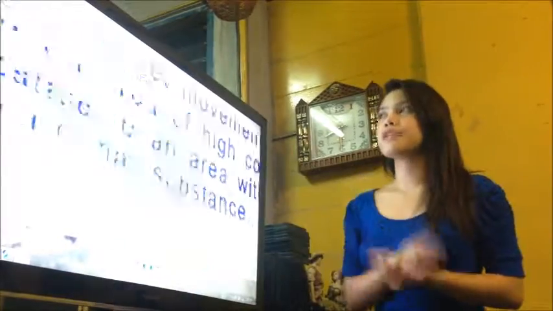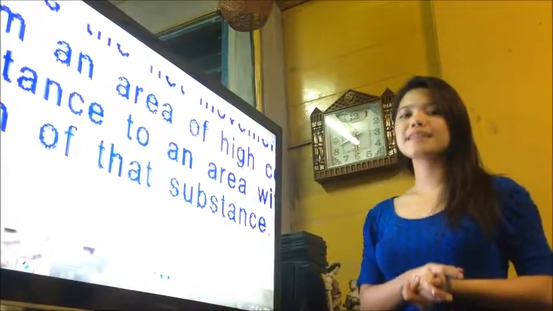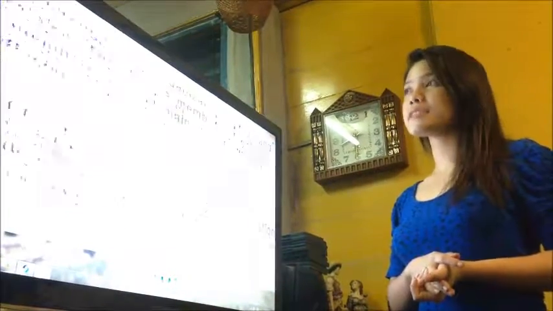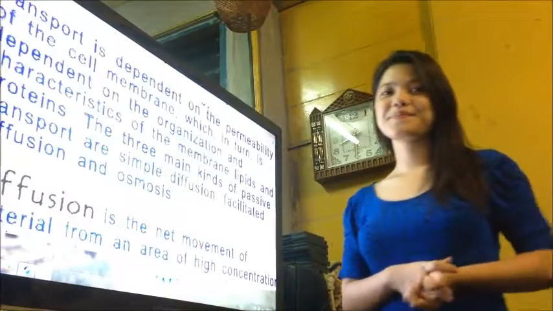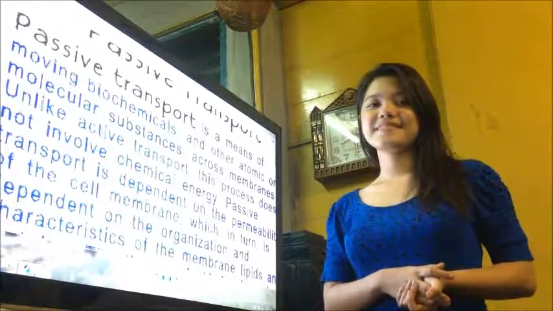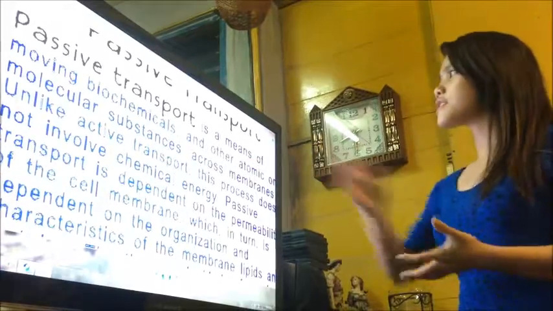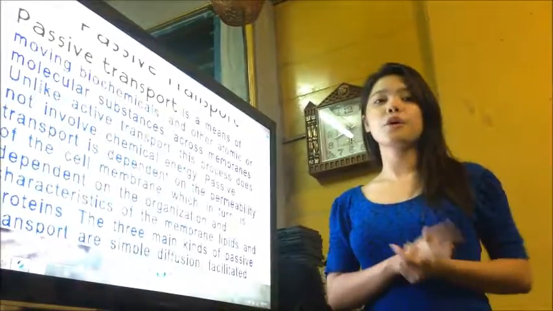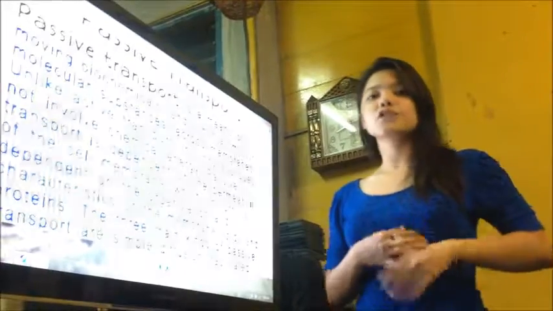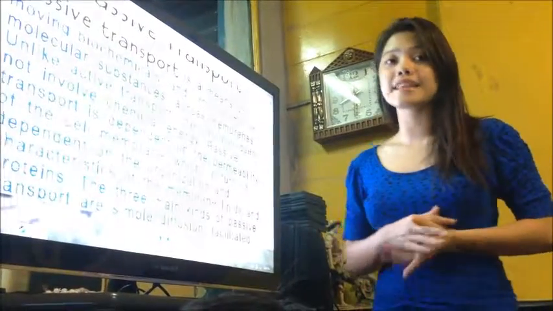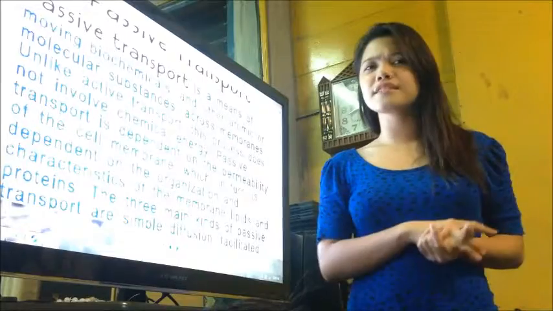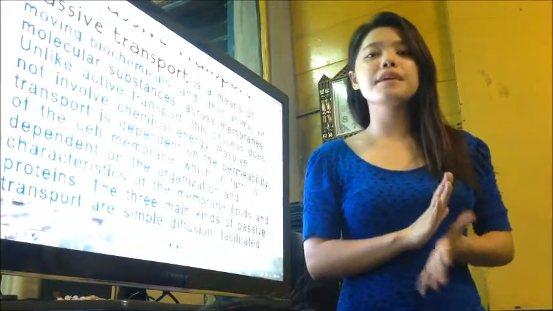Now passive transport. So what is passive transport? Passive transport is a means of moving biochemicals and other atomic or molecular substances across the membrane. Unlike active transport, this process does not involve chemical energy.